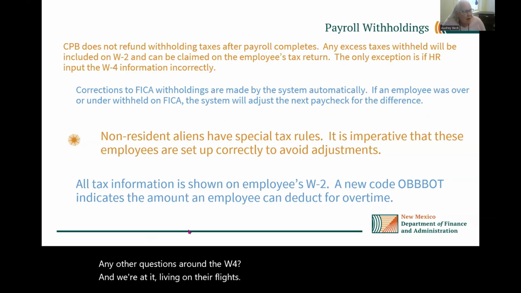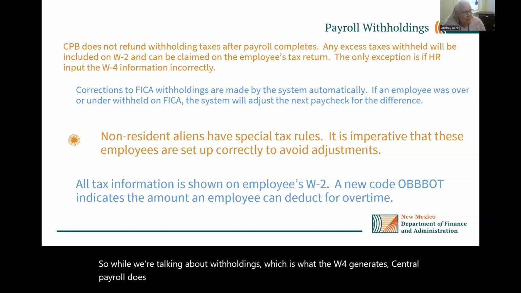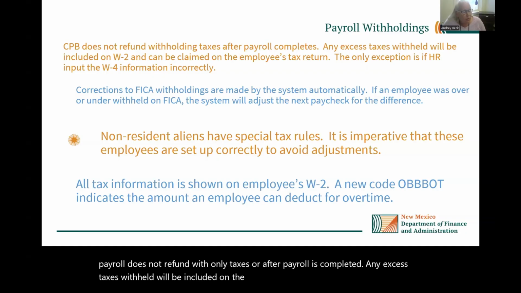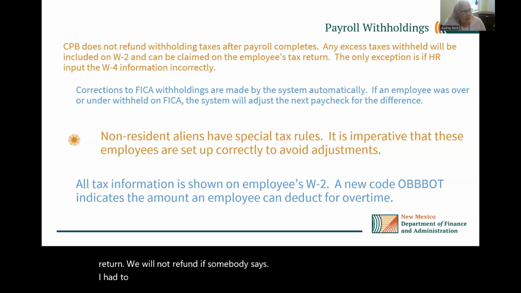So while we're talking about withholdings, which is what the W-4 generates, central payroll does not refund withholding taxes after payroll has completed. Any excess taxes withheld will be included on the W-2 and can be claimed on the employee's tax return. We will not refund if somebody says, I meant to change my W-4 and I didn't get it changed, and you withheld $500 from me and I shouldn't have any, so can you refund that? The answer is no. We will not refund it.